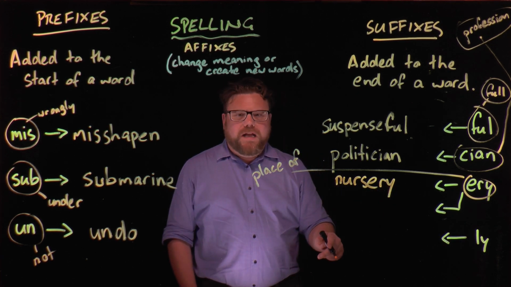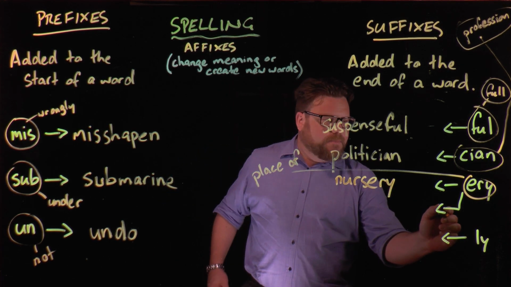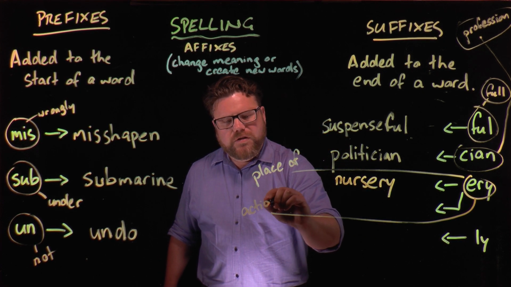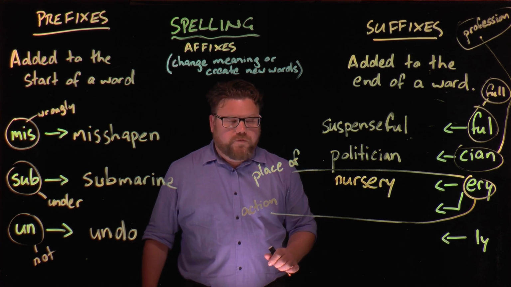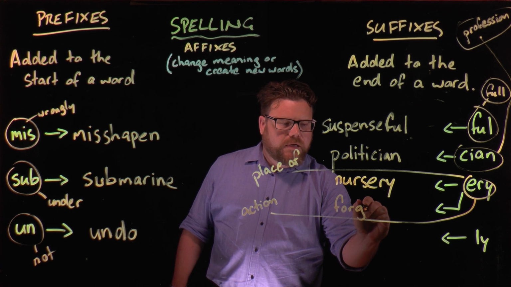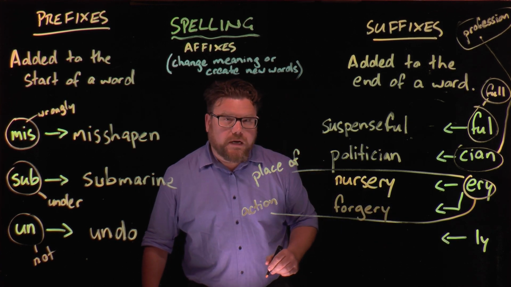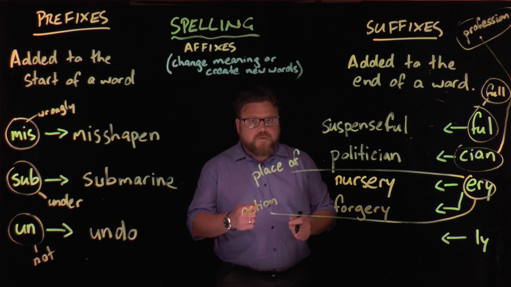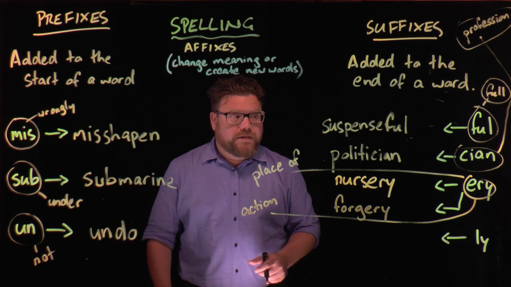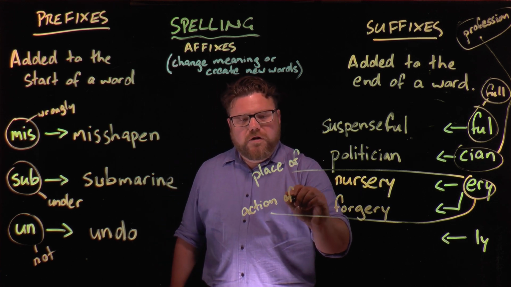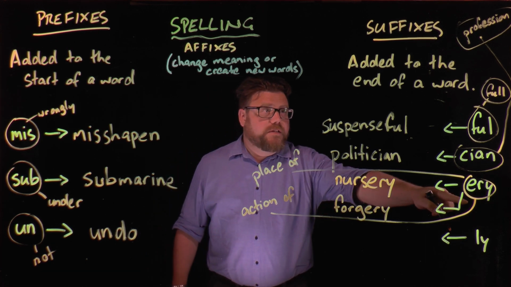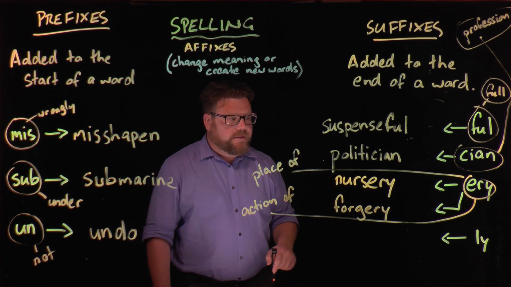Another way that ERY can be used is to show not that it's the place of, but we're talking about the action of the word that comes before it. For example, if you're going to forge something, like make a copy of it, like money, forge money, and you get a piece of money that has obviously been forged, then it is a forgery. That was the action of forging. Same with robbery. Robbery is another example of the suffix ERY being used in that way.